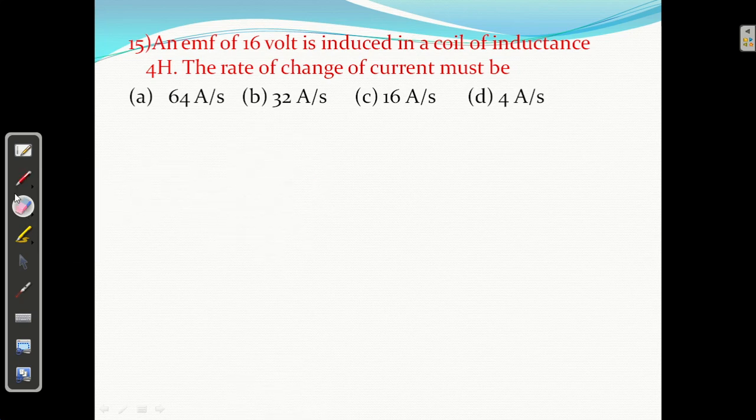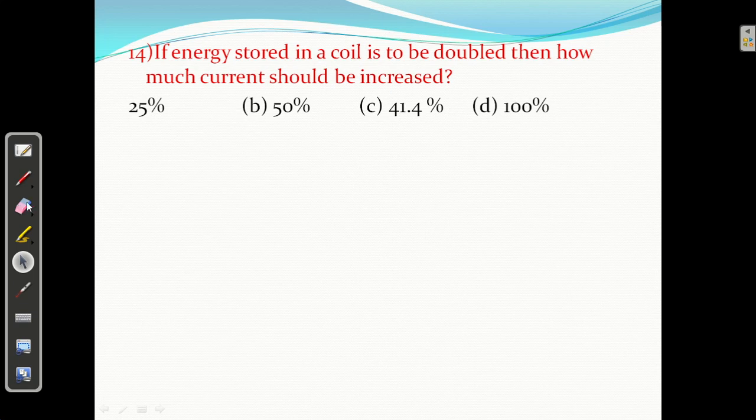Question number 14 I want to discuss, right? So energy stored, suppose I want to store 1 joule energy, equal to what? 1 by 2 L I square. 1 by 2 L I square equal to 1 joule. Now what they are saying is that if you want to double the energy, you have to make it 2 instead of 1 joule. So what will the formula be? 1 by 2.